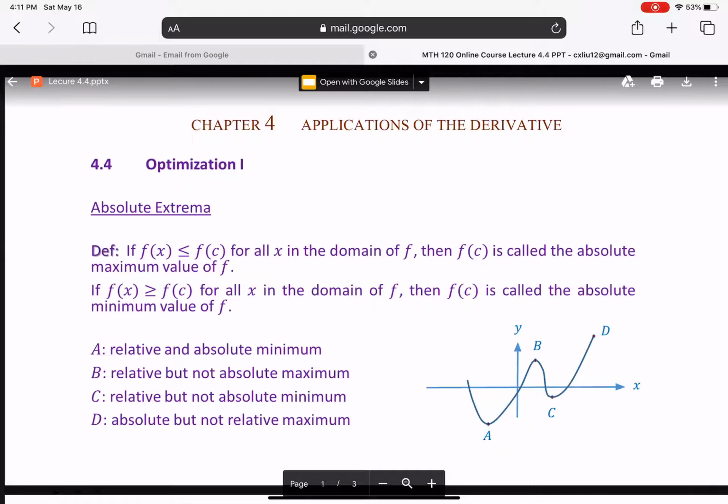The point B is a relative maximum, but it's not the absolute maximum because it's not the highest point on the curve. Point C is a relative minimum, but not the absolute minimum because it's not the lowest point on the whole curve. Point D is the absolute maximum, but it's not the relative maximum because we don't have the curve on the right side of the point D.